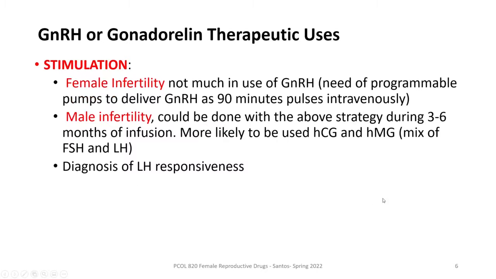So gonadorelin could also be used in a pulsatile fashion, and to do that there is a need for a programmable pump to deliver the hormone every 90 minutes intravenously, and that could be used to treat female infertility as well as male infertility. But that's not the most common use. Like I mentioned, the most common use is a non-pulsatile delivery, to produce suppression and not stimulation.